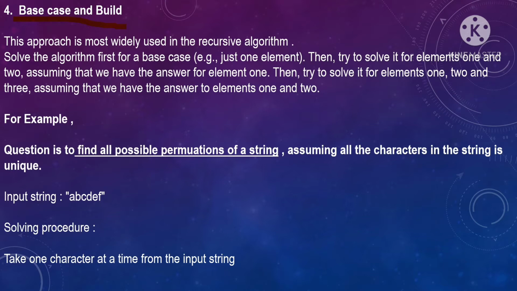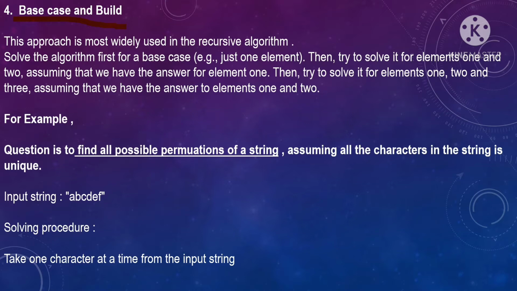This approach is most widely used in recursive algorithms. Solve the algorithm first for a base case, just one element. Then try to solve it for elements 1 and 2, assuming that we have the answer for element 1. Then try to solve it for elements 1, 2, and 3, assuming that we have the answer for elements 1 and 2.